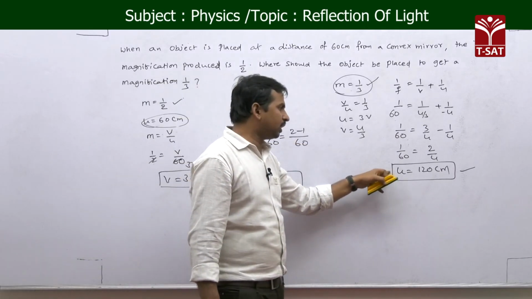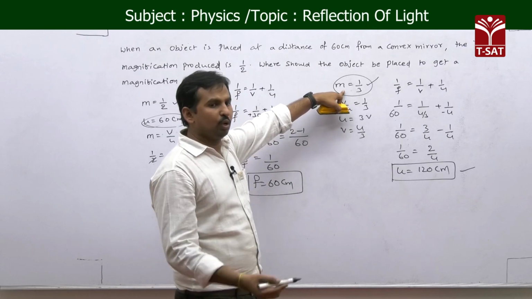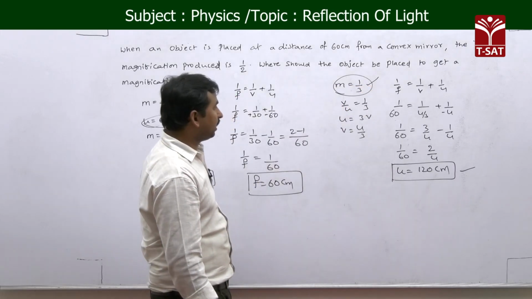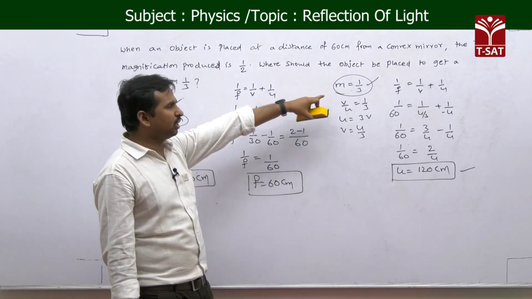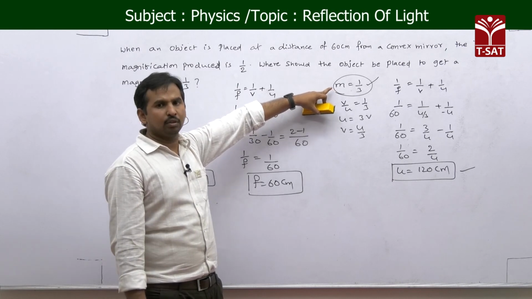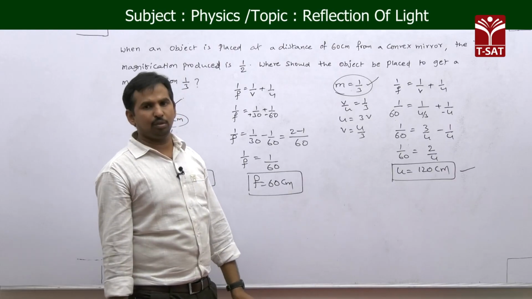If the object is at 120 centimeters, the image we are getting is smaller than 1 by 2, which is 1 by 3 we got. Means nothing but once you are increasing the object distance from the mirror, the size of the image is gradually decreasing up to our focus. Once you get at the focus, we are getting a highly diminished image.